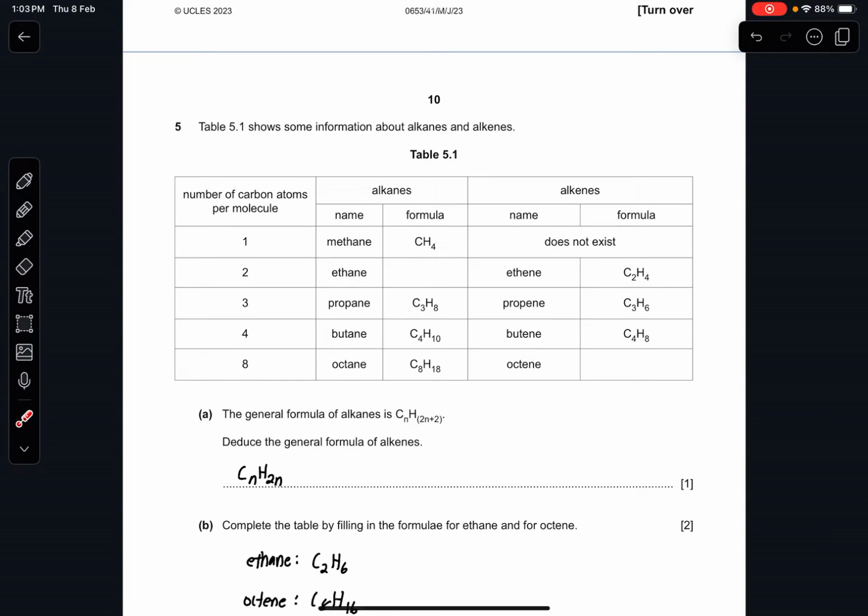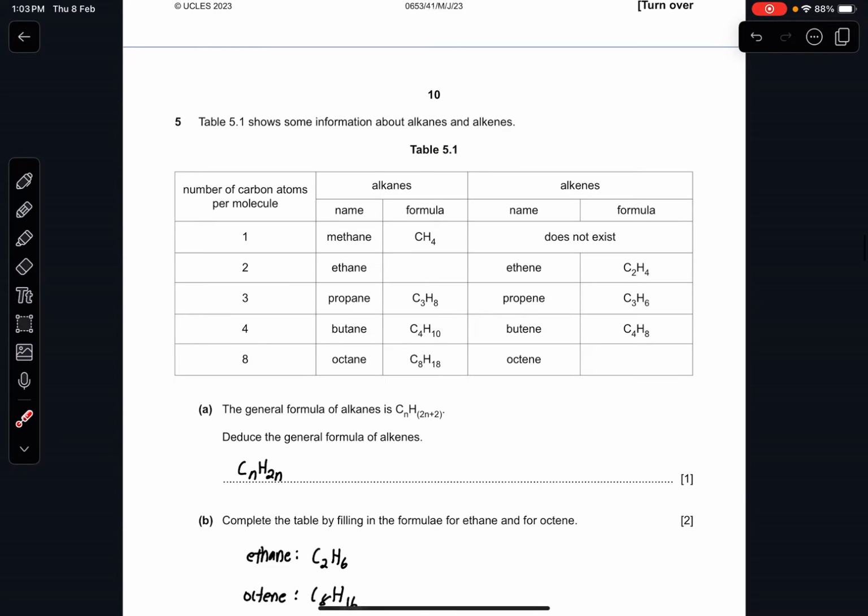Table 5.1 shows some information about alkanes and alkenes. We are in organic chemistry. So they give you a table 5.1 of all of the alkanes and alkenes being listed, and A says the general formula of alkanes is CnH2n+2. Deduce the general formula of alkenes.